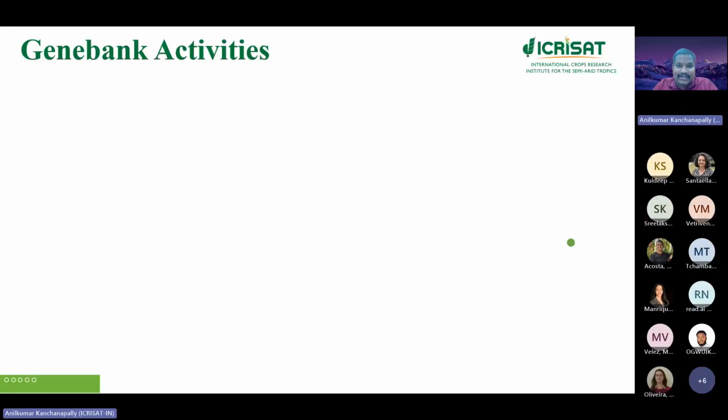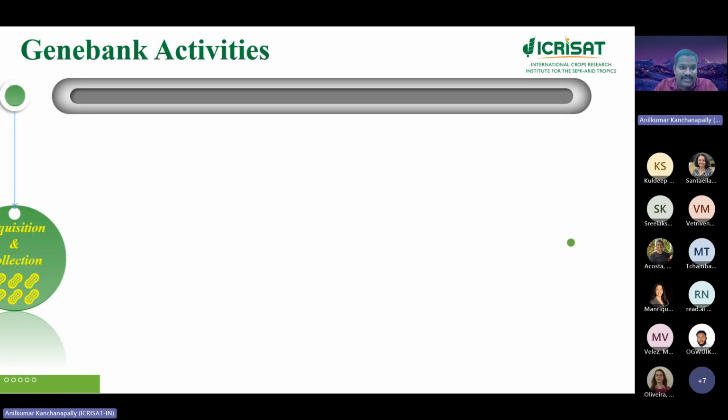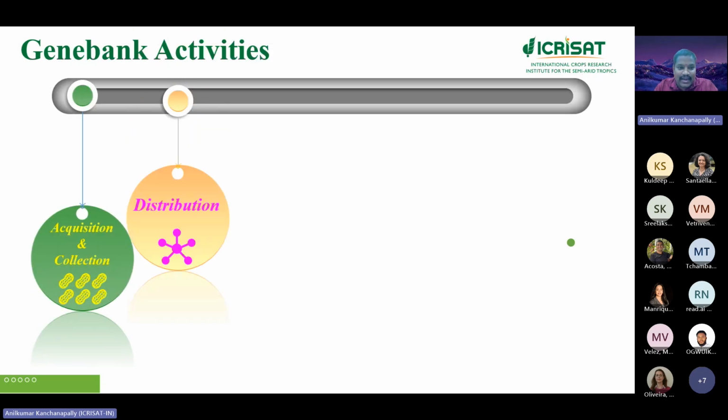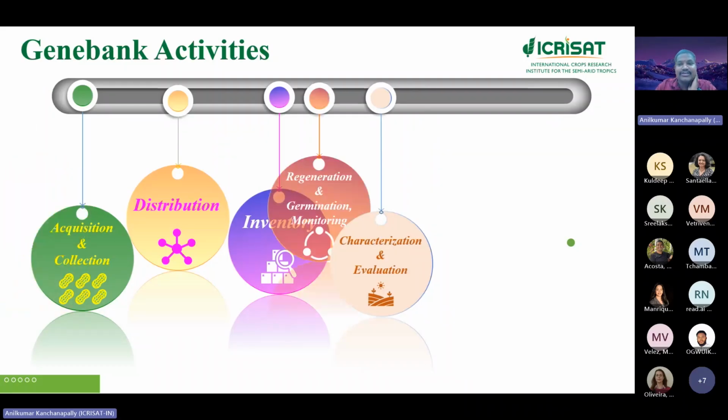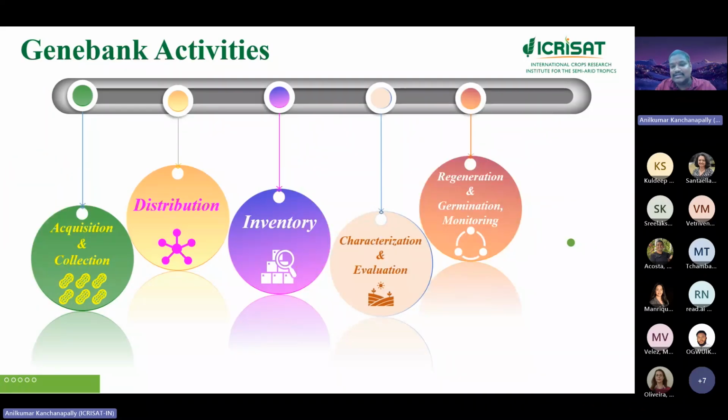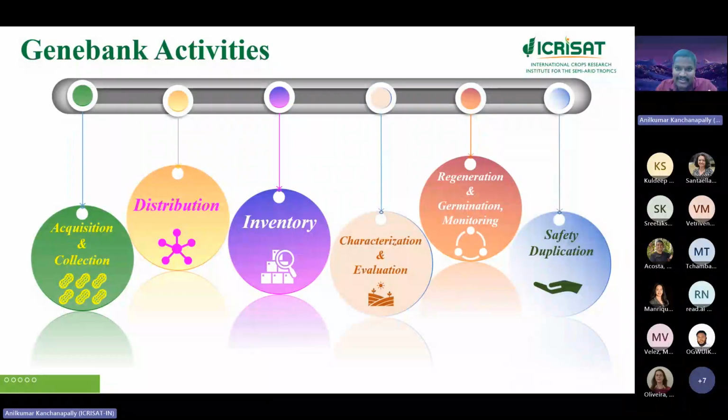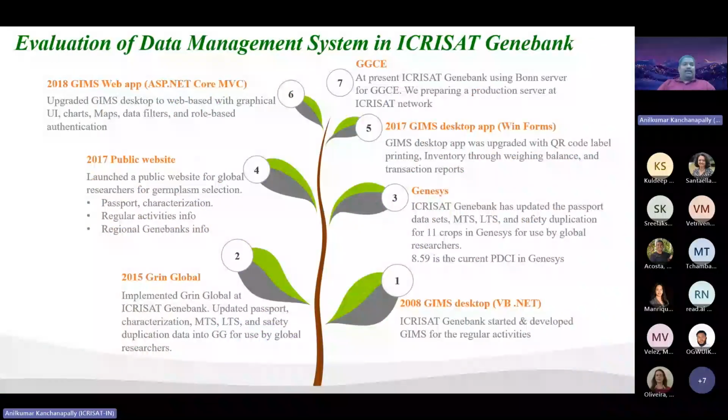These are the general, important and regular activities in ICRISAT Genebank. The first is collection and acquisition, and next are distribution, inventory, characterization and evaluation, regeneration and monitoring, germination, viability testing, and safety duplication. Mostly these activities are common to all genebanks. These are the pillars of ICRISAT Genebank activities.